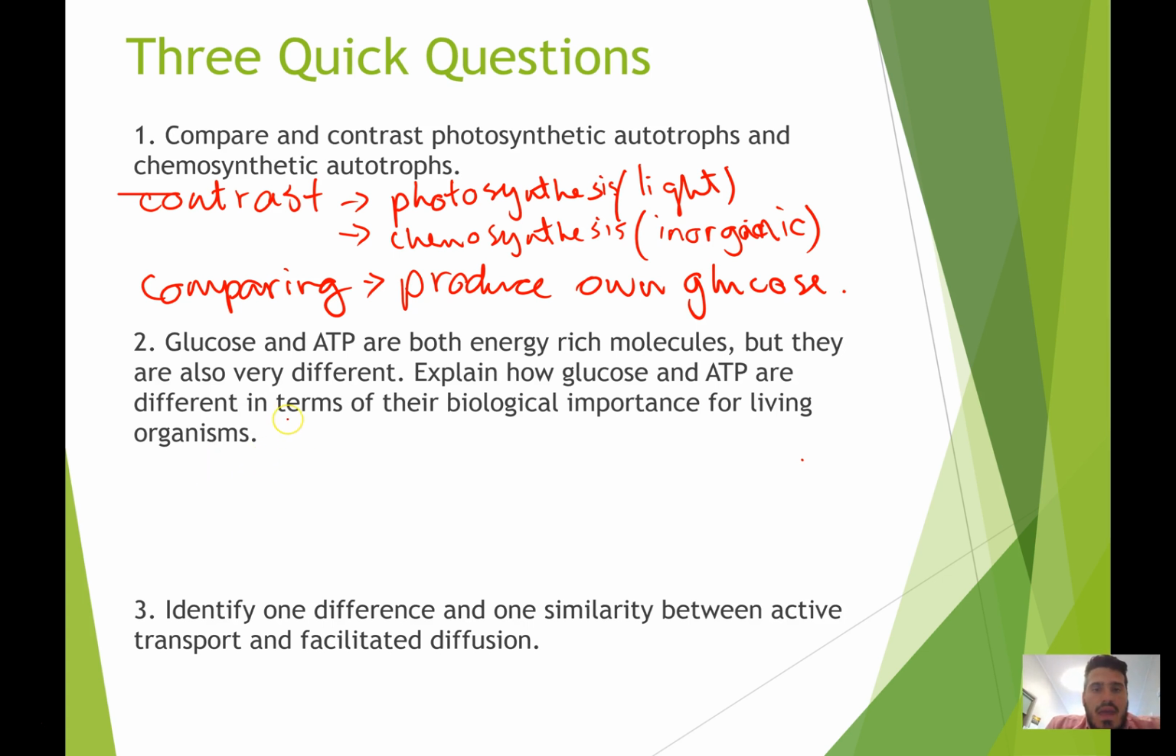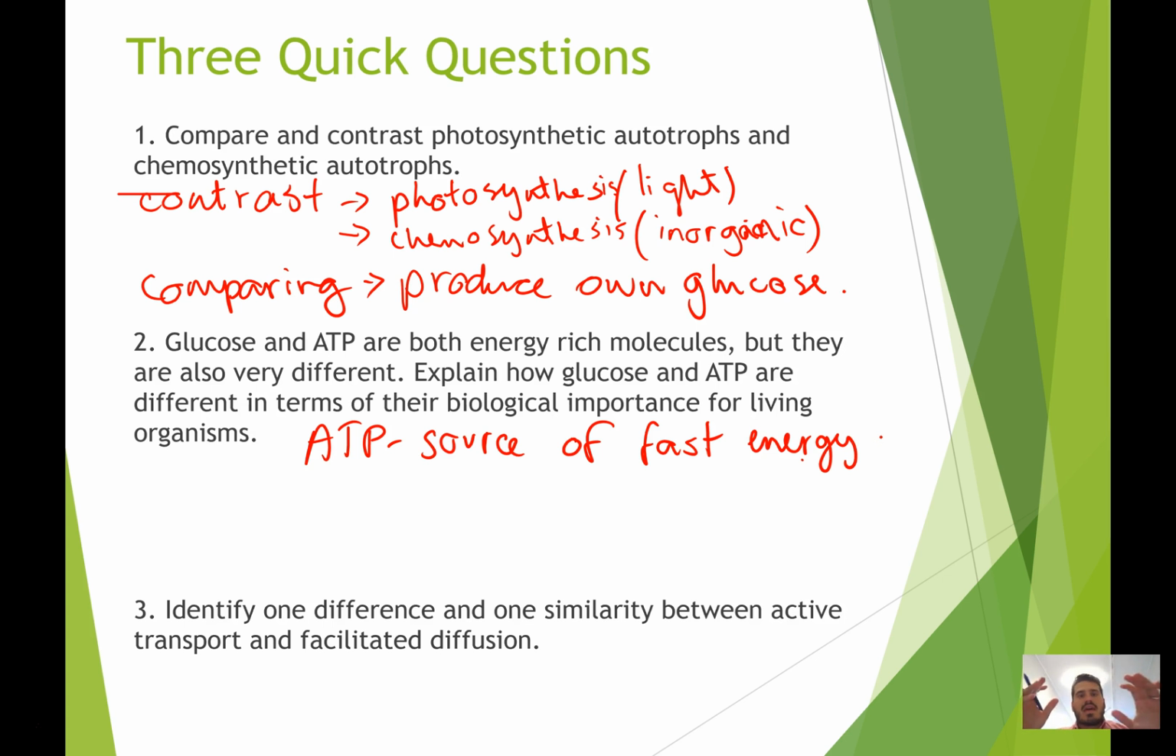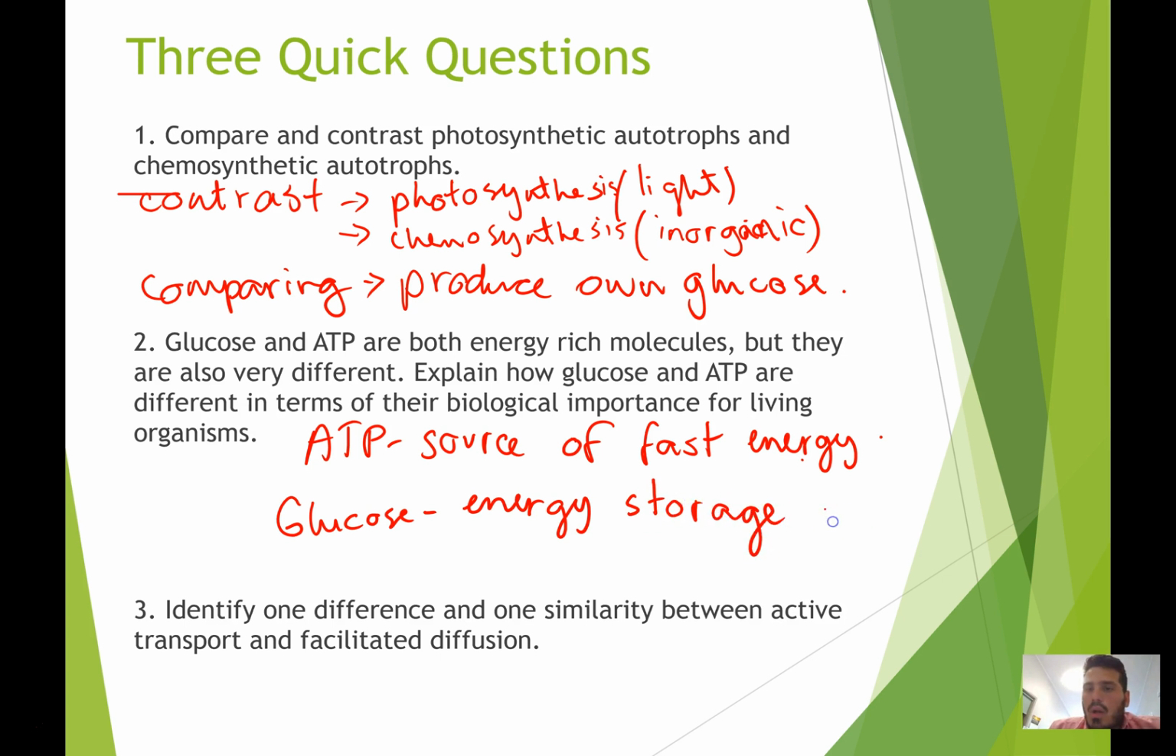glucose and ATP are both energy-rich molecules, but ATP is a source of fast energy. When we're breaking down that bond between the second and third phosphate, we're getting really fast energy, right? Glucose, on the other hand, is technically an energy storage molecule. Not long-term storage, but it is energy storage. Once again, looking at more differences.